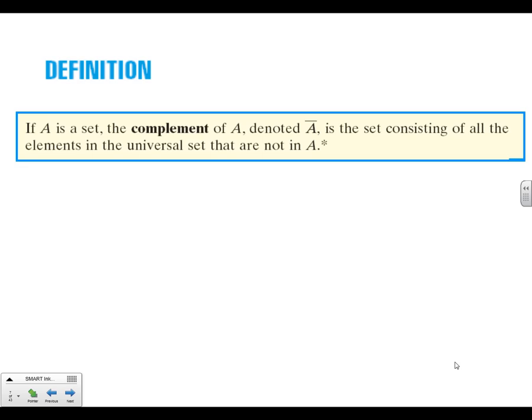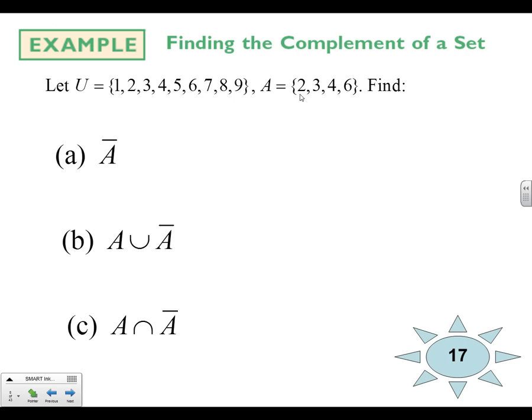All right, let's talk about a complement. The complement of A, denoted A bar here, is the set consisting of all the elements in the universal set that are not in the original A. So the complement of A would be everything in U that's not in A.